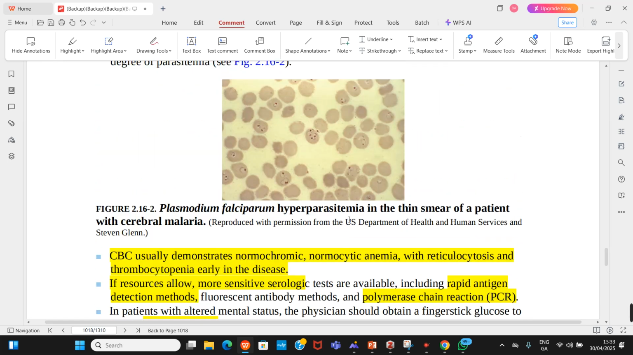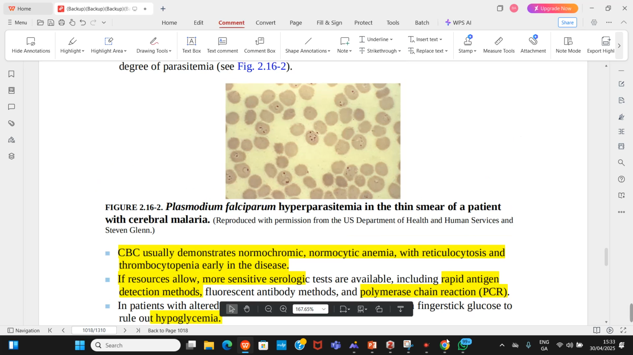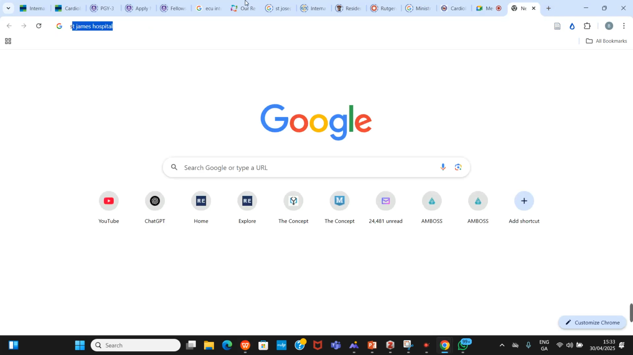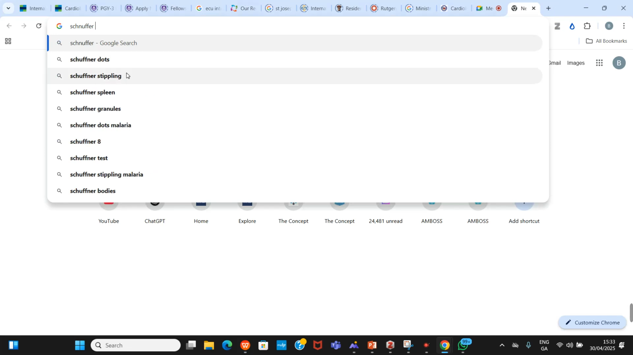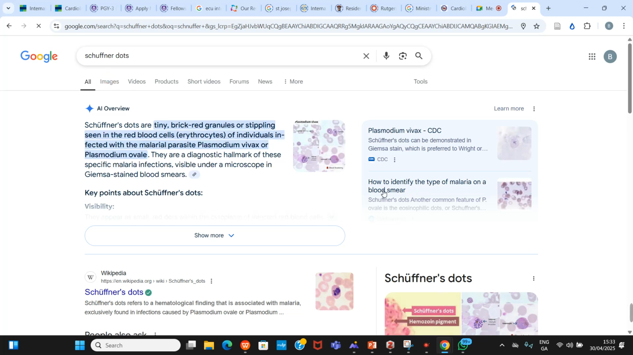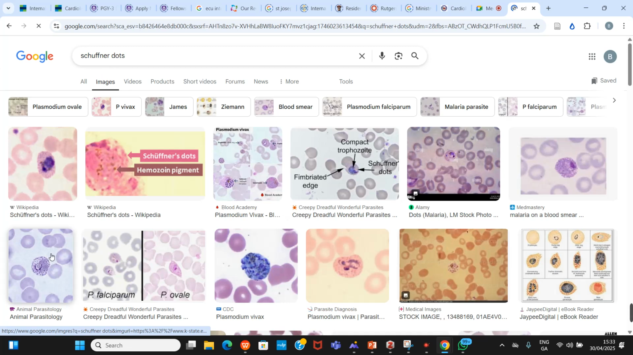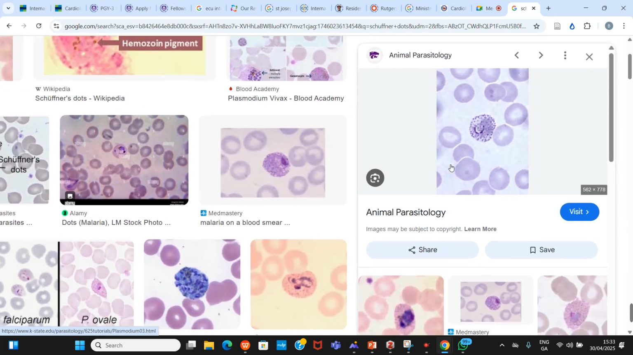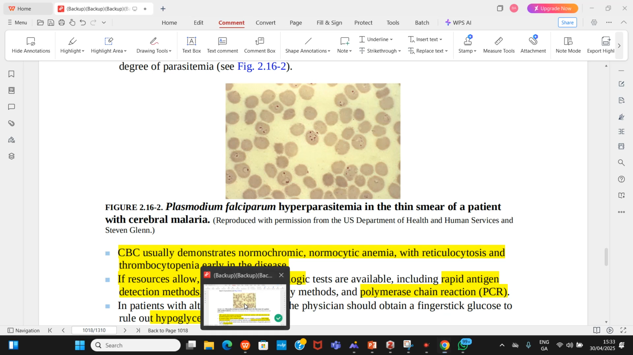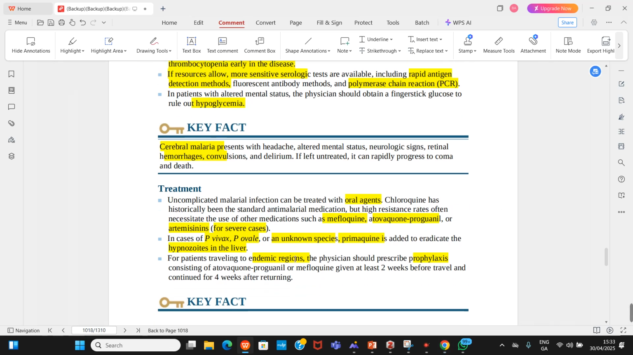Also don't forget the Schüffner granules, which are specific for, let me quickly show what it looks like, the vivax and the ovale. So once you see blood work showing some extra immature trophozoites, something like this, we know that this is likely to be vivax and ovale. So these dots, the Schüffner stippling, we want to pay attention to. Once you see that, you might want to consider adding primaquine for the hypnozoites that might stay latent in the liver. So don't forget that.